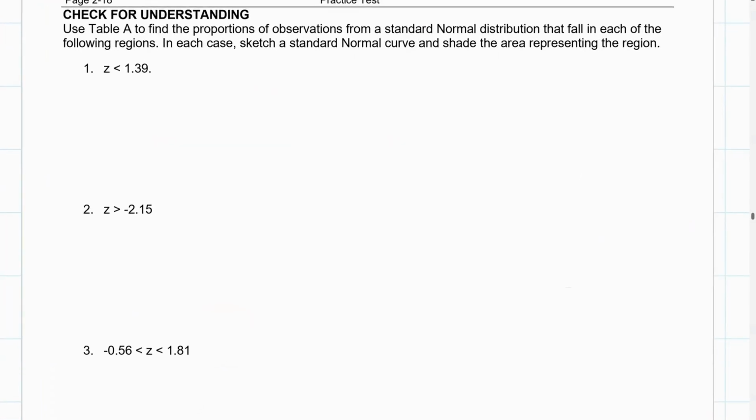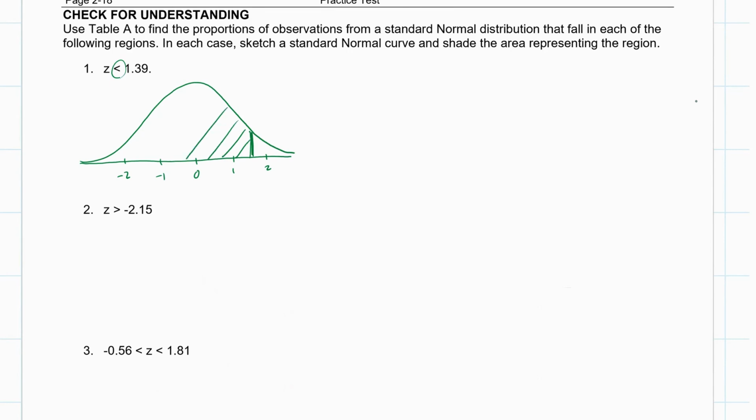Let's just see if we can get these values off of our tables. I'm going to demonstrate again the kind of work that I want to see from you. We're going to draw a normal distribution. There's a 0, there's a 1, there's a 2, negative 1, negative 2. That's a standard normal distribution. 1.39, that's about here. And I want to be less than.